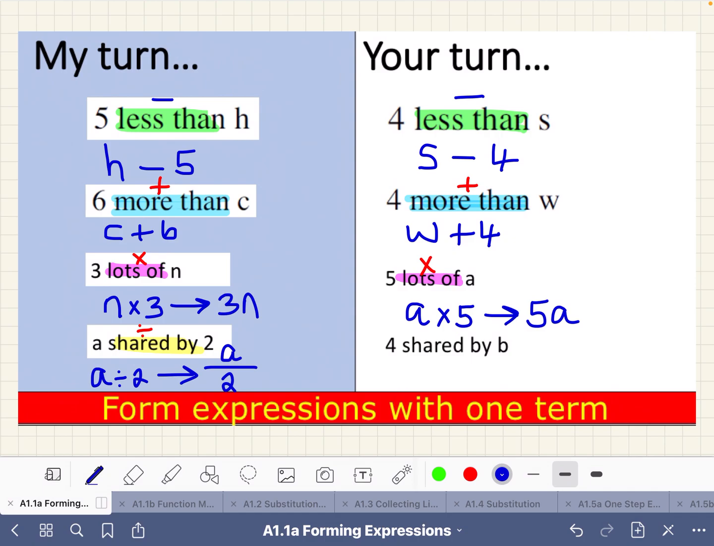4 shared by B. I start with B. The word shared by suggests I need to divide. In this case, I have 4 shared by B, which means the 4 comes first. 4 is being shared by B. This can be represented as a fraction where we have 4, the division line, the fraction line represents the division, and it is by B.